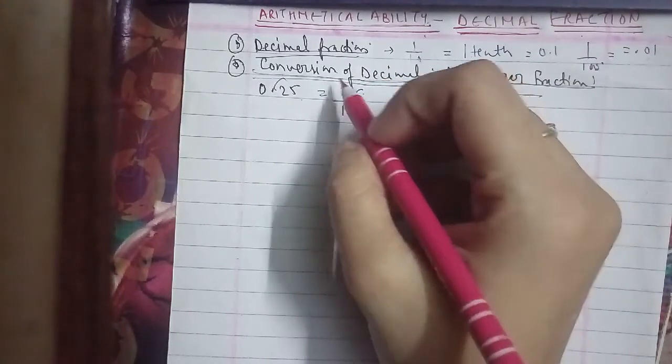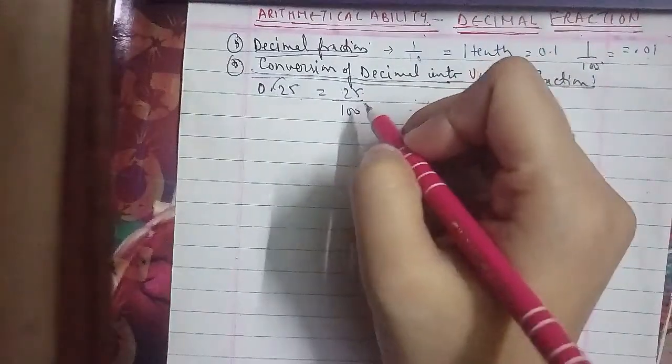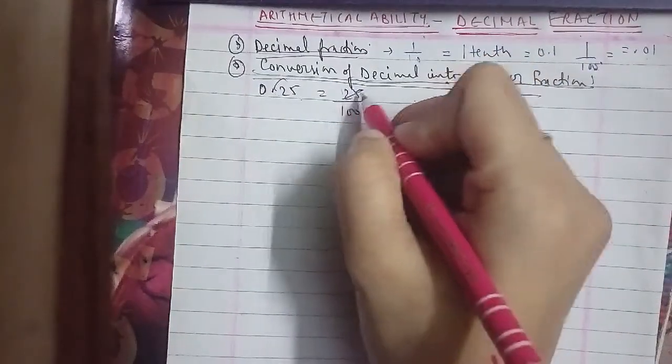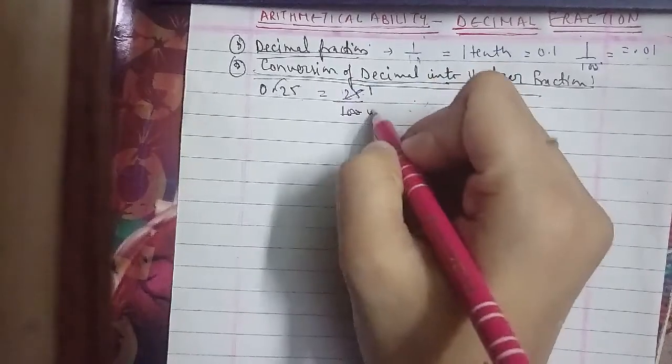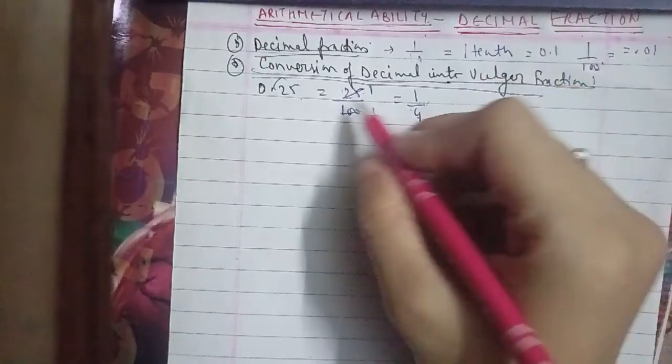But when we are converting the decimal into the vulgar fraction, we have to reduce it into a smaller part, that is, 25 ones are 25 and 25 fours are 100, so that will be 1 upon 4. It will not be divisible further, so that is the right answer for this 0.25.